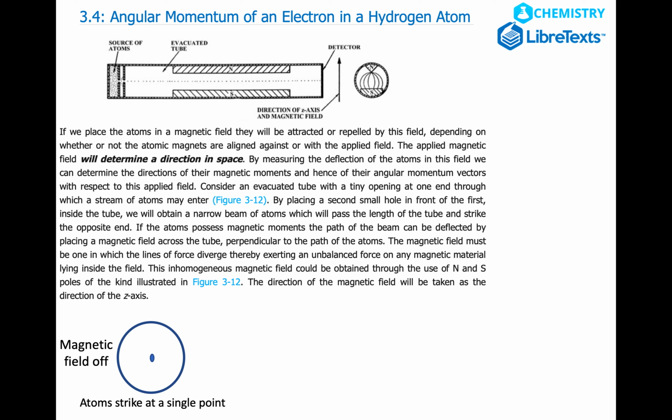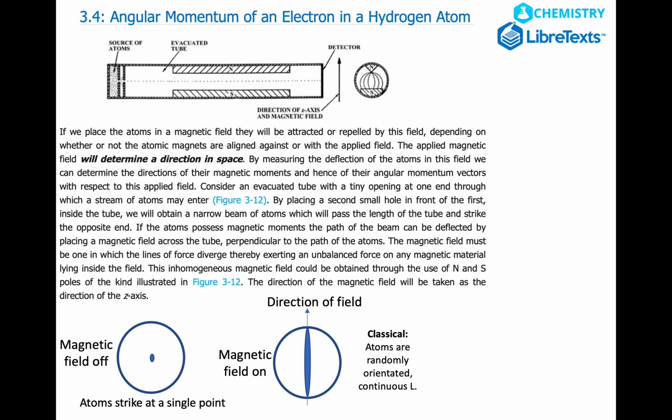So if we were to have our source of atoms being directed towards the detector, if we had no magnetic field, they would go right through and strike in the center. What if we turned the magnetic field on? Well, in the classic description, we would have a continuous value of the angular momentum values for the atoms, randomly arranged. So when they strike the detector, we'd have a continuous range of values.